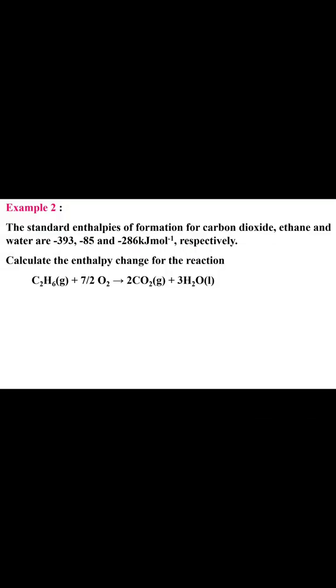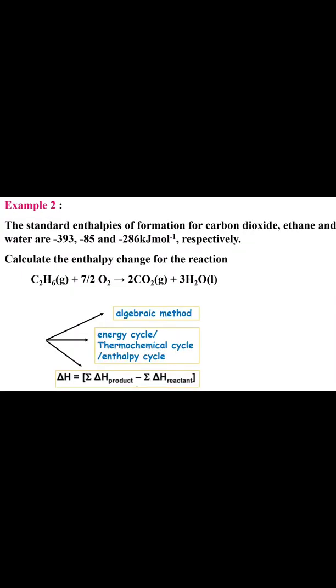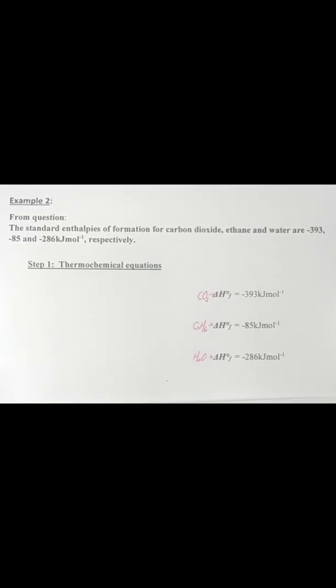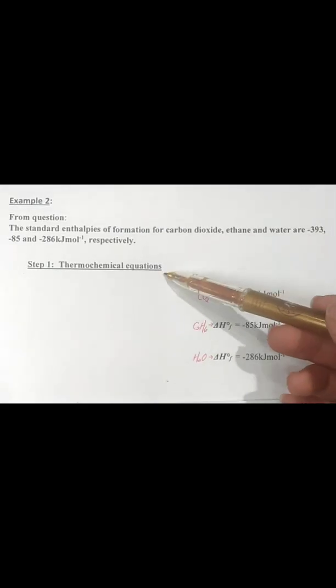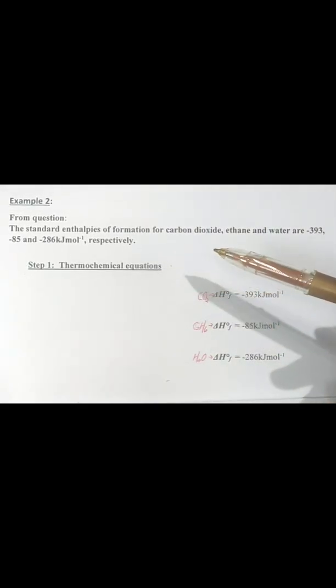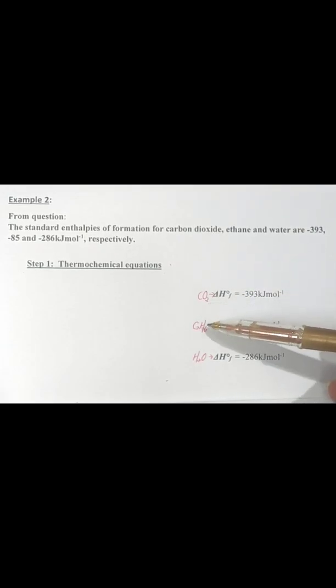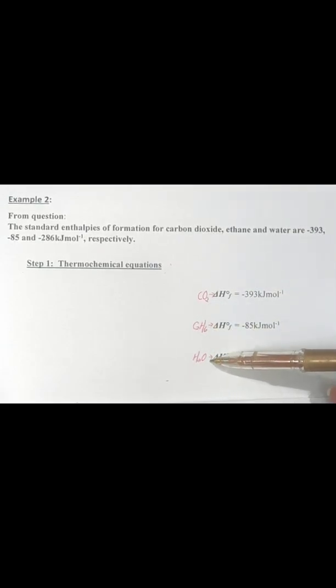Next, we go to the second example. By using the same approach, the first step to answer this question is to write down the thermochemical equations, if we want to use the energy cycle method. Now, let's see how we are going to write down the thermochemical equations for the standard enthalpy change of formation for carbon dioxide, ethane, and water.